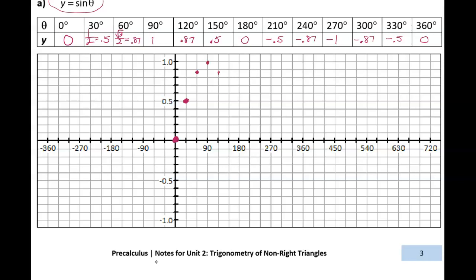120 degrees, 0.87. 150, 0.5. 180, 0. 210, negative a half. 240, negative 0.87. 270, negative 1. 300 degrees, negative 0.87. 330, negative a half. 360, 0. So that's all we have for our table.